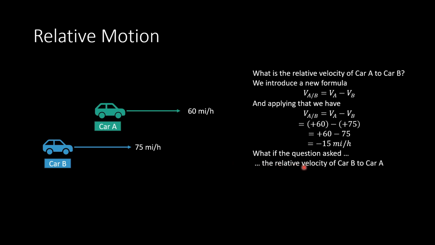Or the question could be, what is the velocity of car B relative to car A, and that would be given as VB by A. You just flip these velocities and you would get 75 minus 60, which is plus 15 miles per hour, where you're essentially substituting the velocities into the original equation that we had put up here.